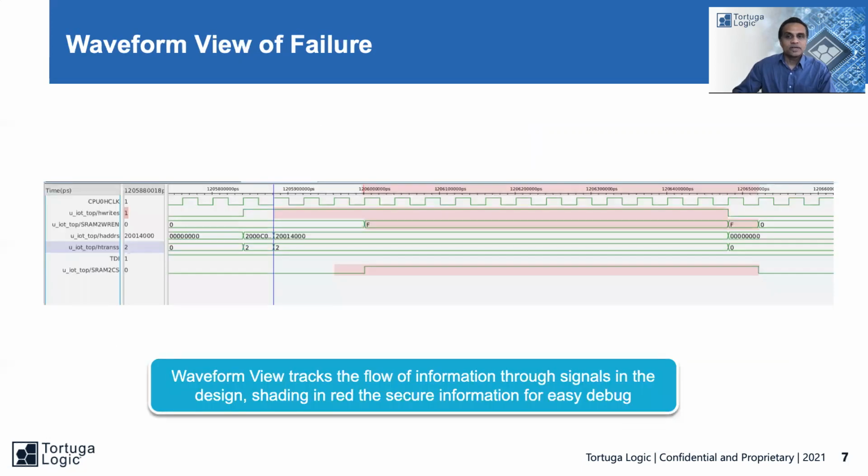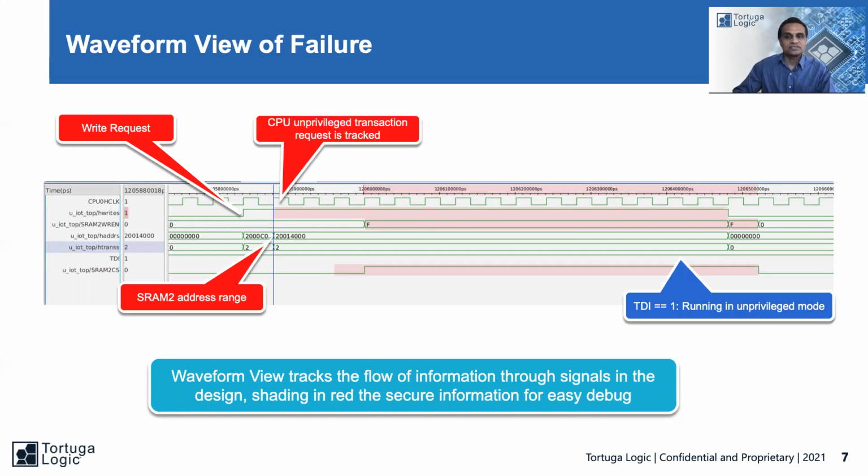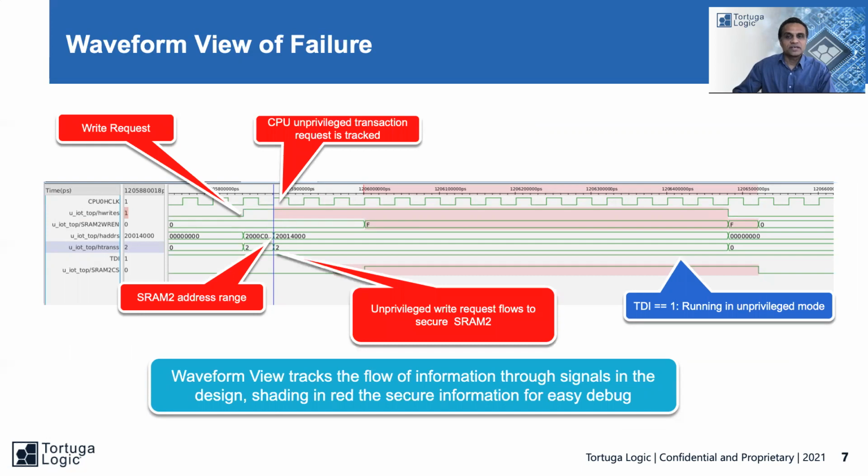On examining the waveform data in Radix's waveform view, the write request from the ARM core is tracked when the address is for the SRAM2 and the request is made in unprivileged mode. This is shown by the red shading on the H-write signal. When the write enable of the SRAM2 gets shaded in red, it means that the unprivileged write request from the ARM core made it to the SRAM and is a security failure.